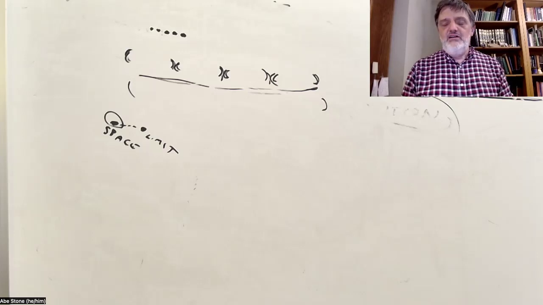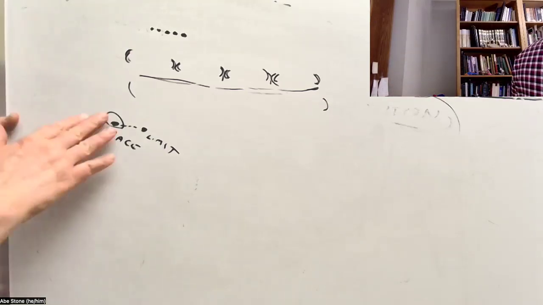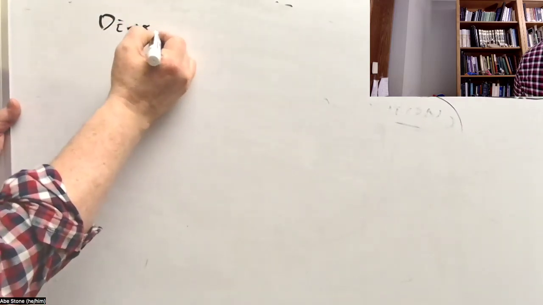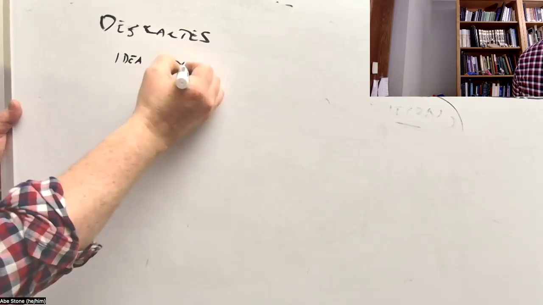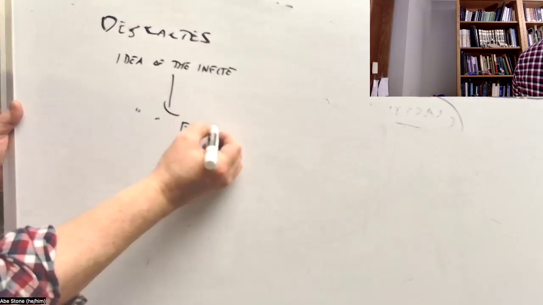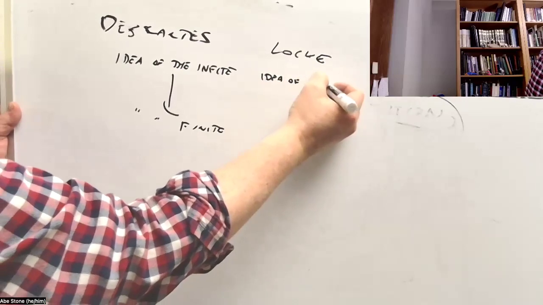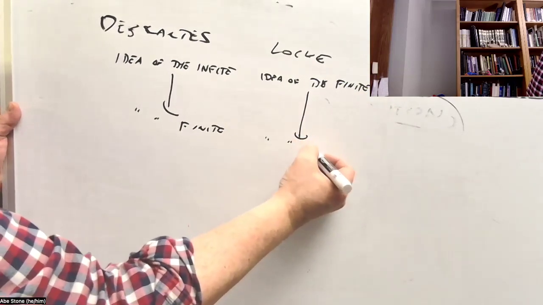Now, there's some weird things about the way, right? What I started to say before is, given that, in Descartes, you have to have the idea of the infinite first. And then from that, you can derive the idea of the finite. But Locke says we get the idea of the finite from experience. And then he has to explain how we derive from that the idea of the infinite.